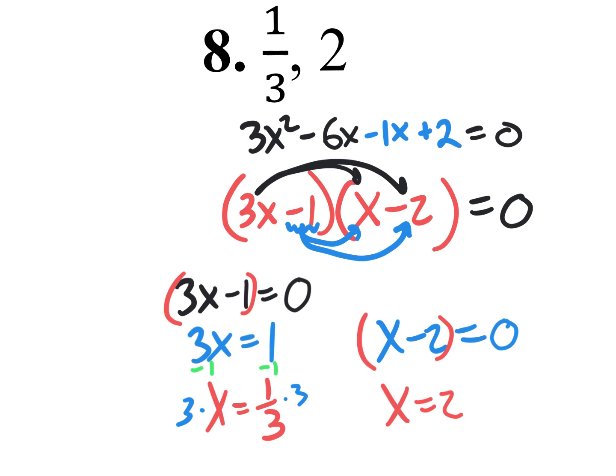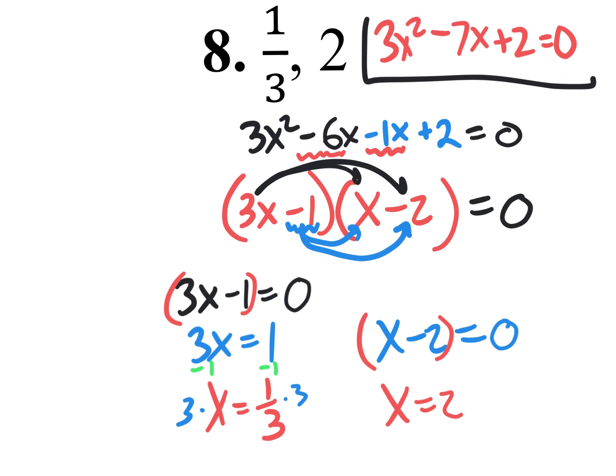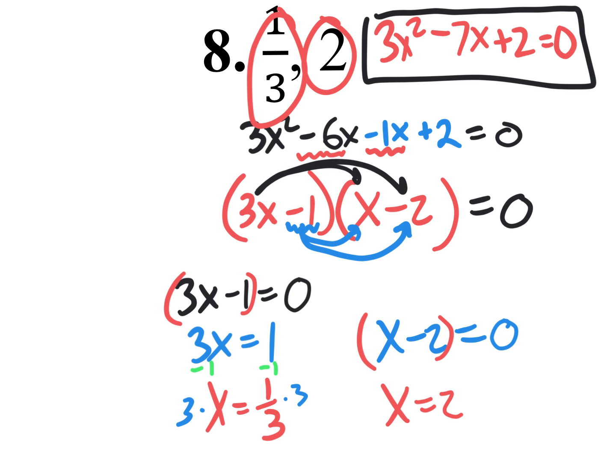So your final quadratic trinomial equation will be, after combining the negative 6x with the negative 1x, you're going to get the negative 7x in the middle, the 3x squared in the front, the plus 2 at the end with the equal 0 on the right side. This is the quadratic trinomial equation that will produce the two answers 1/3 and 2. Pretty cool, huh? Kind of.